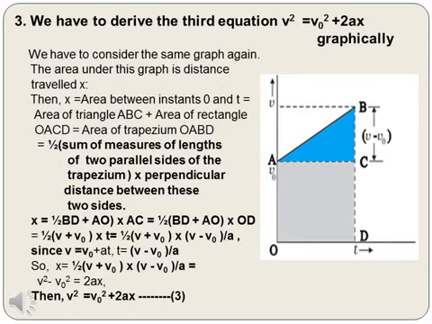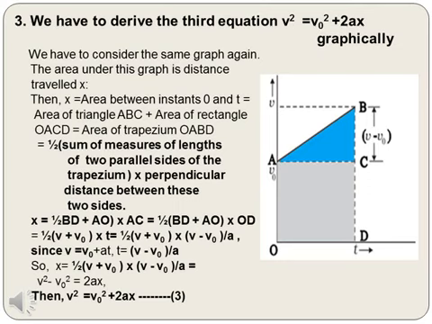And we have to derive the third kinematic equation, which is v square is equal to v0 square plus 2ax, graphically. For this, we have to consider the same graph again. The area under this graph is the distance traveled x. Then x is equal to the area between the time instants 0 and t, which is equal to the area of the right triangle ABC plus the area of the rectangle OACD, which is equivalent to the area of the trapezium OABD.